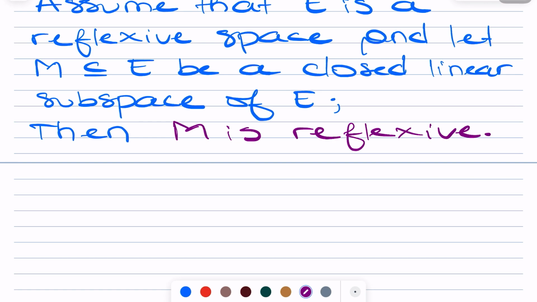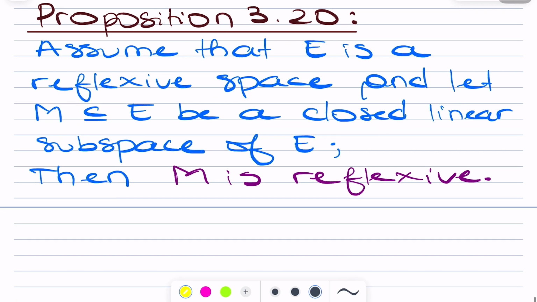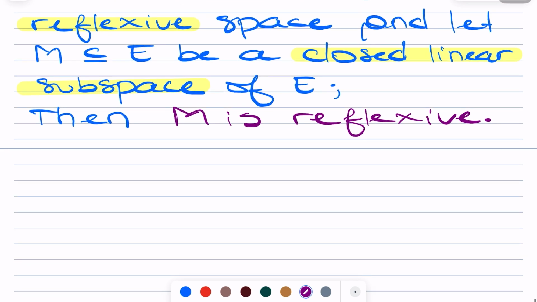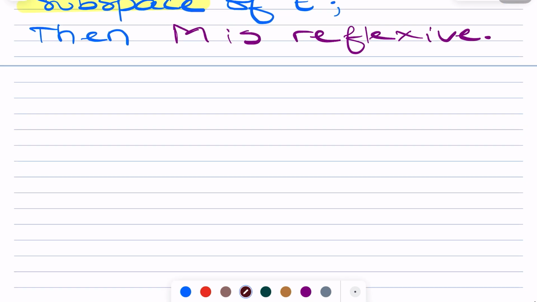Good. Let me highlight some important aspects in this proposition. So E needs to be a reflexive space. M should be a closed linear subspace of E. Okay, good. So if you have a closed linear subspace of a reflexive space, then M is also reflexive. So the proof is rather simple.